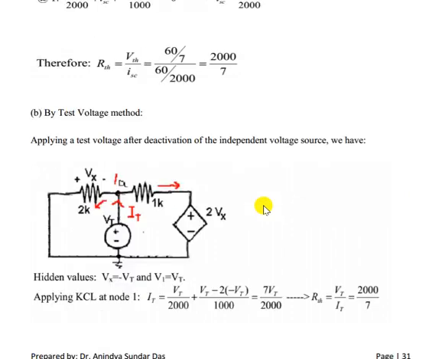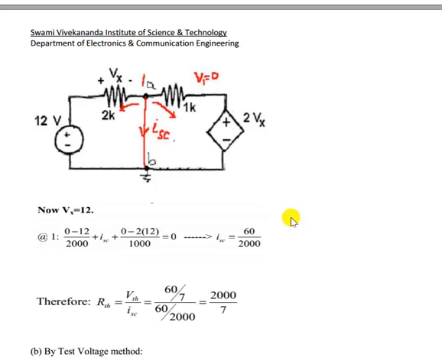Okay. If we apply the test voltage method or test current method, after finding out VOC, you have to connect a voltage source or current source. At that time you have to deactivate all the independent sources. Dependent sources will remain intact, and then you find out the value of IT. Then you can get RTH by dividing VT by IT, that is equal to RTH.